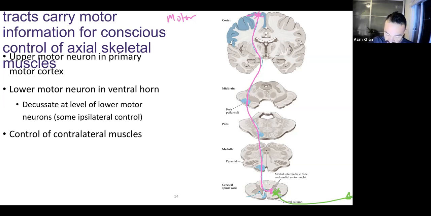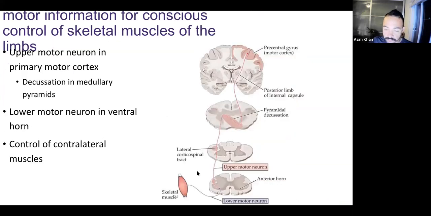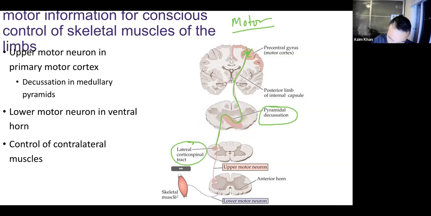Let me show you a sensory one. Oh, here, sorry, let me show you one more motor. Here's another motor one where decussation instead happens in the medullary pyramid. We're going in this lateral white column. We still end in the ventral horn. Next neuron goes to our muscle. Those are two motor examples.